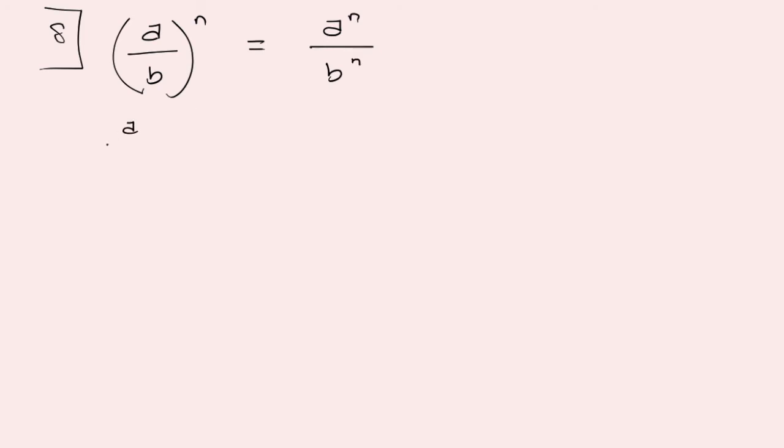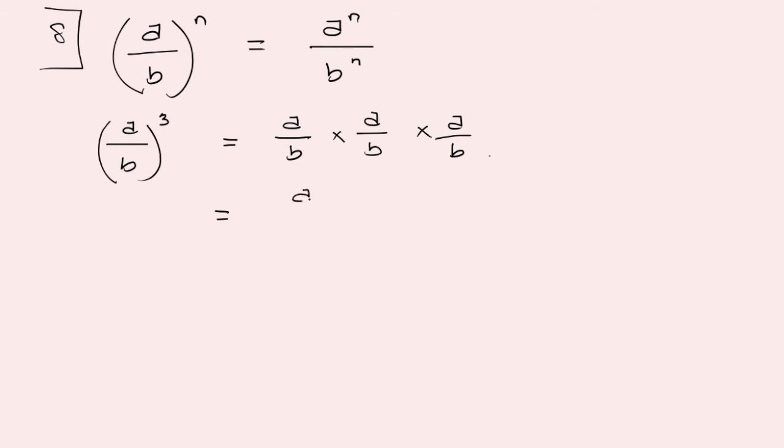And the last law we'll be looking at is that A over B raised to power N is equal to A to the N over B to the N. If we use another example like the previous one, which is A over B cubed, that's going to be A over B times A over B times A over B. And what we're saying in essence is A times A times A, which is A cubed, over B times B times B, which is B cubed. So A over B cubed is equal to A cubed over B cubed. So those are the laws of indices.